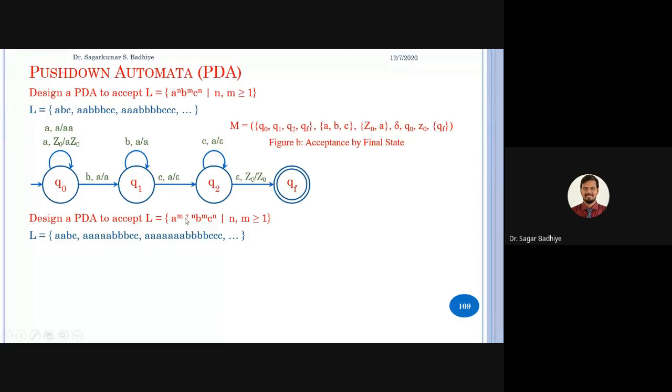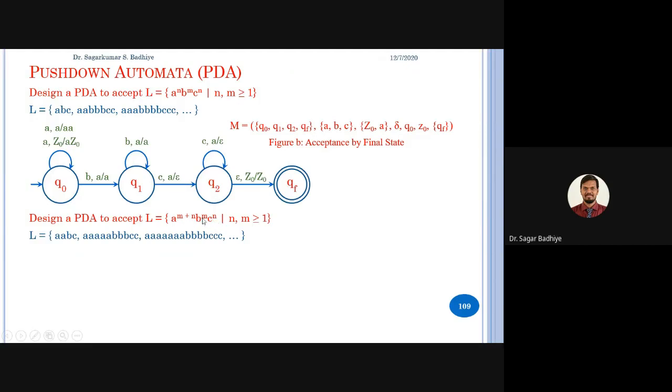What we'll do, there should be in all, the number of A should be equal to the sum of number of B's and number of C's. So for every A, we'll push A on the stack, and then when we read a B, we'll pop A from the stack. After the end of B's, if we read a C, we'll again pop A from the stack. At the end, you should get epsilon in the input and Z0 on the top of the stack. If you reach this particular configuration, that means number of A's are equal to the total number of B plus C, right?